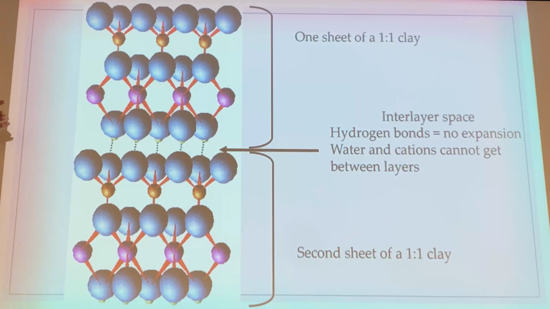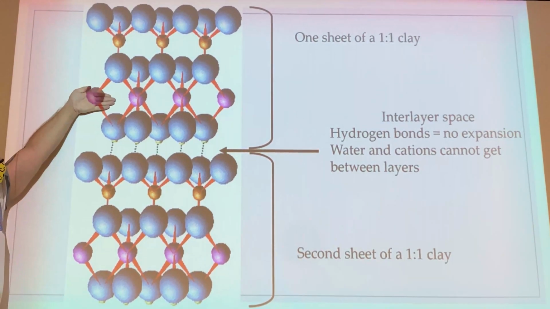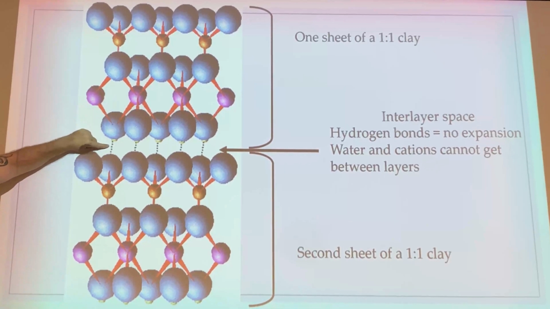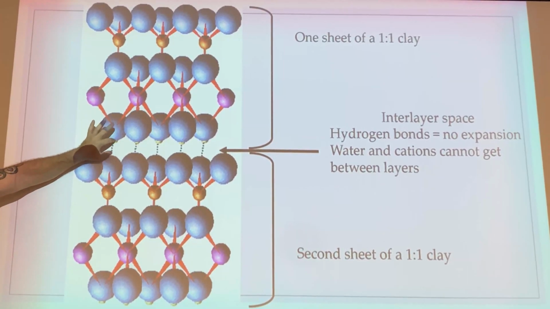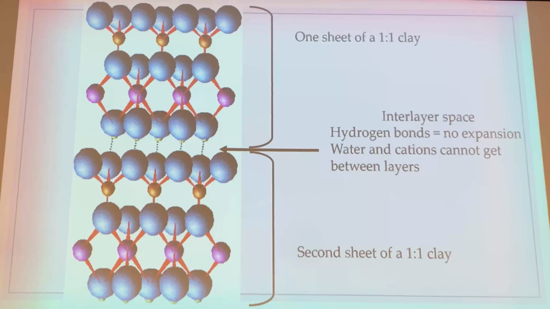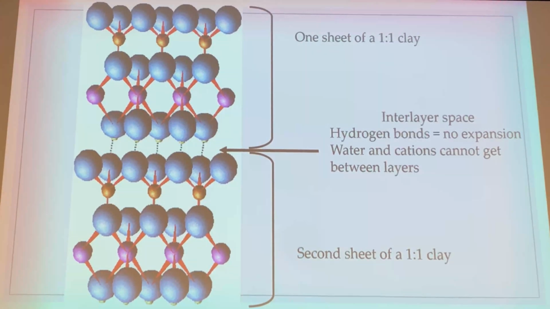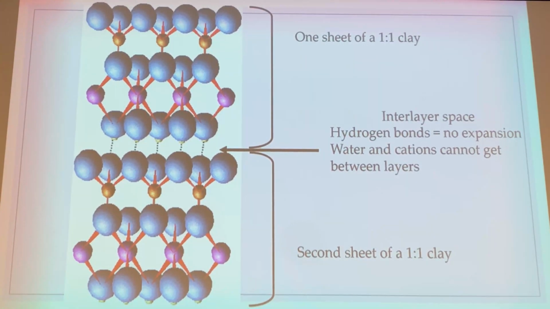So here we have a 1-to-1, our tetrahedral on the top, here's our octahedral, and we have these hydrogen bonds that do not allow the expansion of these 1-to-1 minerals. So they don't move, they don't shift. That's why we build on them, because they're not gonna move, they're not gonna budge.